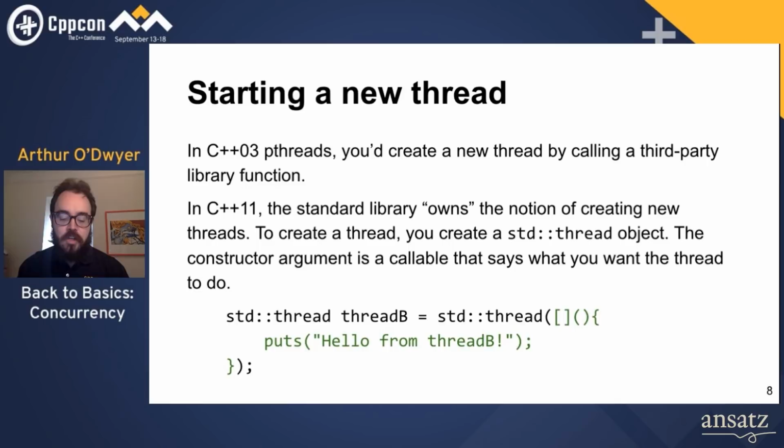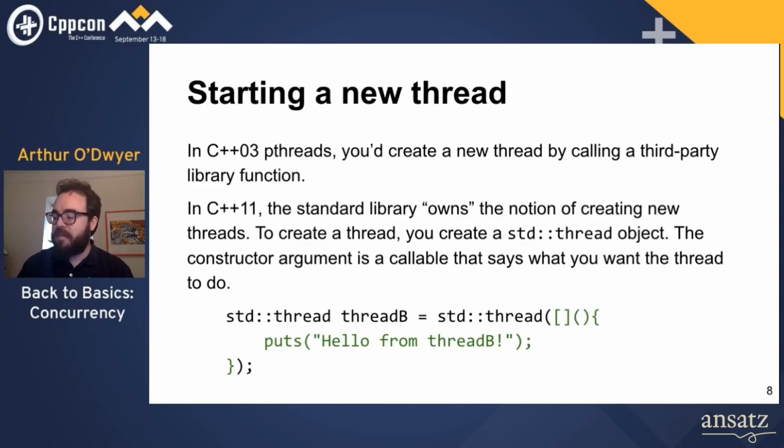So how do we create a thread of execution? In pthreads, you'd create a new thread by calling a third-party library function, out of libpthread. In C++11 and later, threads have been standardized, and therefore there is a standard way to create a new thread. The standard library owns this idea now that this is how you create a thread in C++, and the way you do it is to create a std::thread object. That's a library class from the thread header. The constructor argument to std::thread is a callable. Usually these days it'll be a lambda. It could be a function, but usually these days it's just a lambda that says what you want the thread to do. This is your job, thread. Your job is to execute this lambda, which will print hello from thread B.